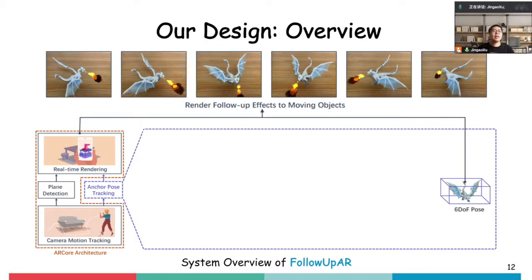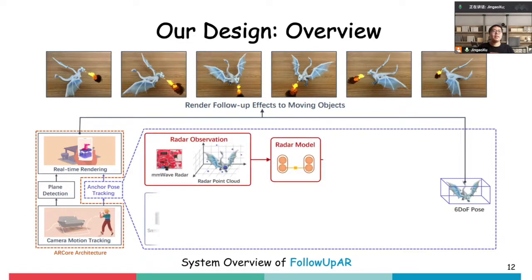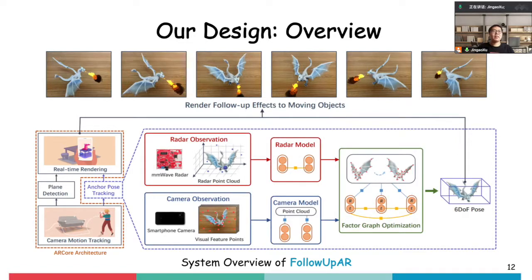Based on our key insight and vision, we designed FollowUpAR. From a top view, FollowUpAR provides ARCore with the anchor pose tracking function to track the object's 6 degree of freedom pose. Let's dive inside. FollowUpAR consists of 3 key components: the millimeter wave radar tracking module, the camera tracking module, and the fusion framework. Although the system architecture seems clear and simple, realizing this design is non-trivial. There are 2 major challenges we need to address.